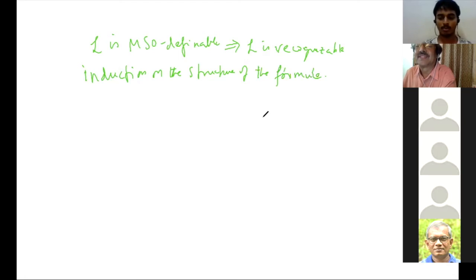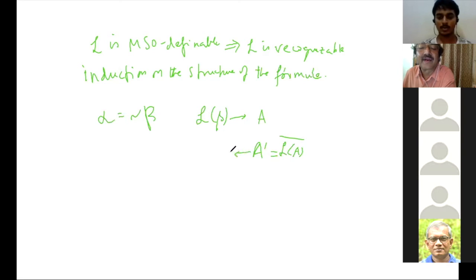By induction hypothesis, there is an automaton for phi. Take the language, complement it. You know that regular languages are closed under complementation. Do you see the point? If alpha is of the form not beta, the language of beta has an automaton A. Now consider A prime that accepts the complement of the language of A. This language is not beta. Is it clear?